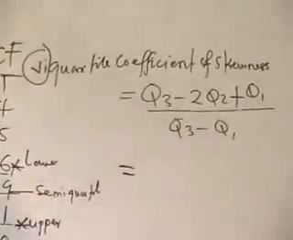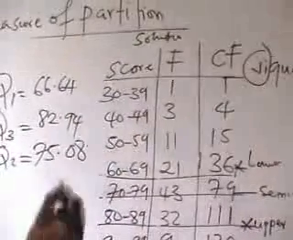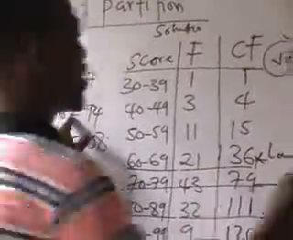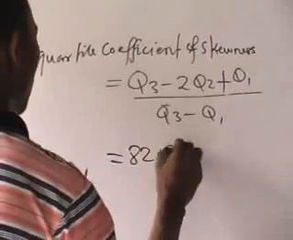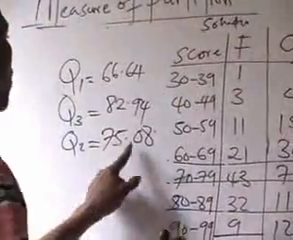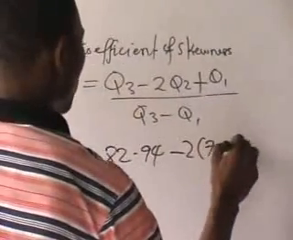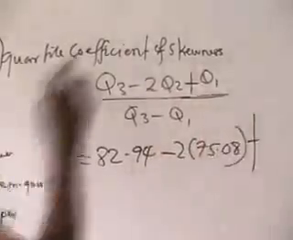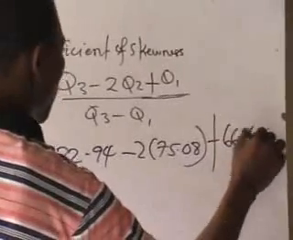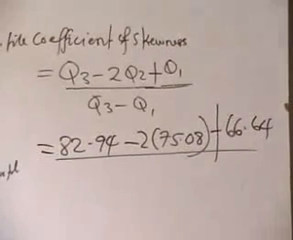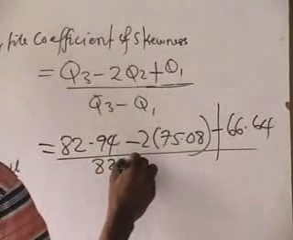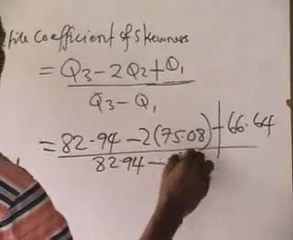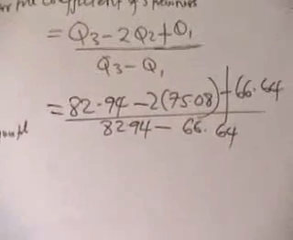So anytime, any day, what's our Q3? Q3 is 82.94. Then minus 2 into bracket Q2. What is Q2? 75.08. Altogether then plus, this place is plus, take note of that. Now plus Q1. What's my Q1? My Q1 equals 66.64. Then all over Q3, which is 82.94, minus Q1, which is 66.64.